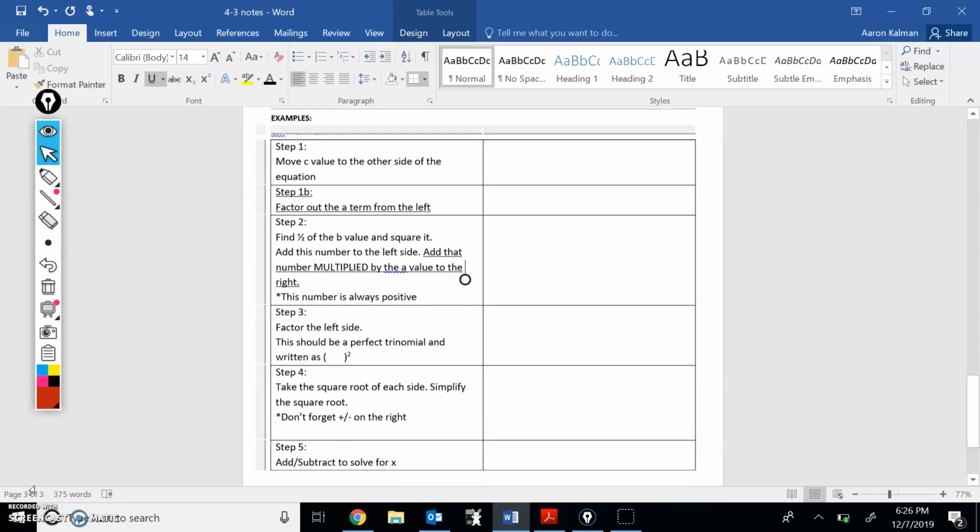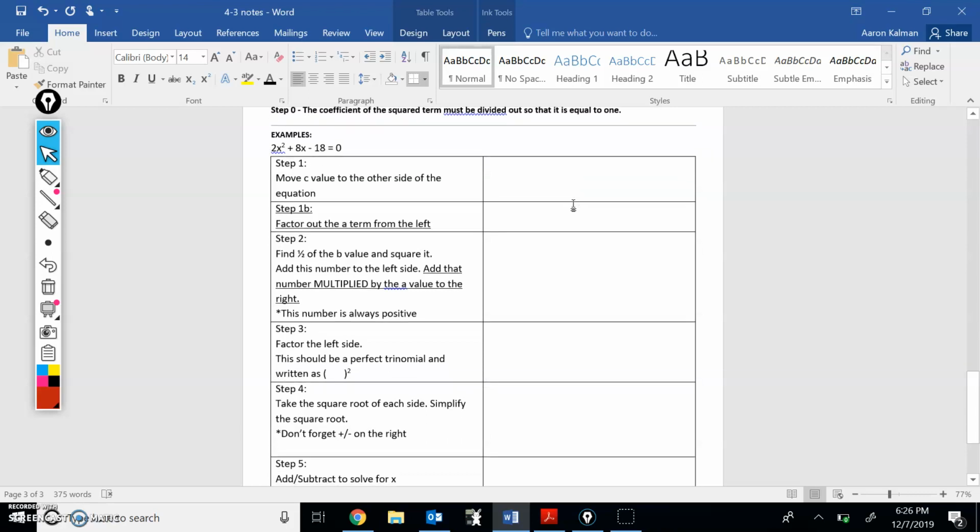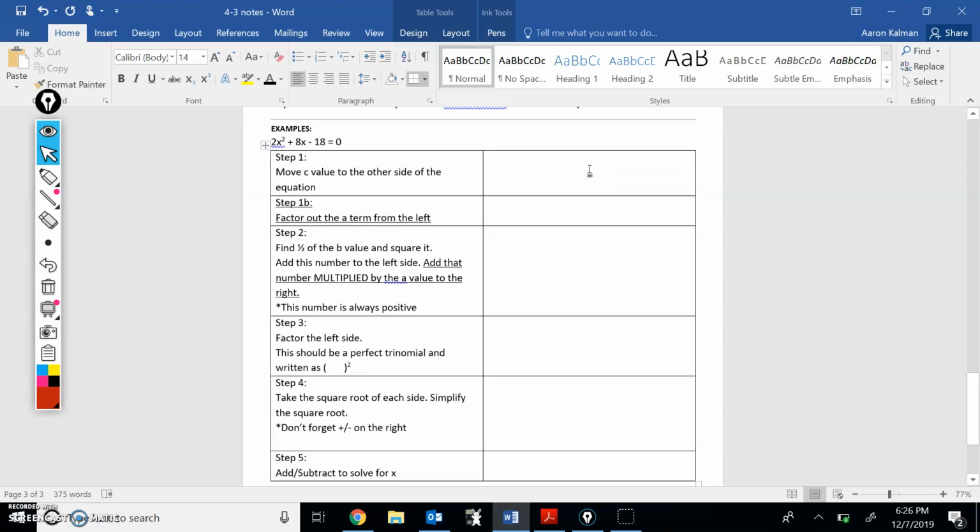We have 2x squared minus 8x minus 18 equals 0. So what we're going to do first is move the c value to the other side of the equation. Here's the c value right here. So we're going to do plus 18 on both sides. Doing that makes 2x squared plus 8x equals positive 18.